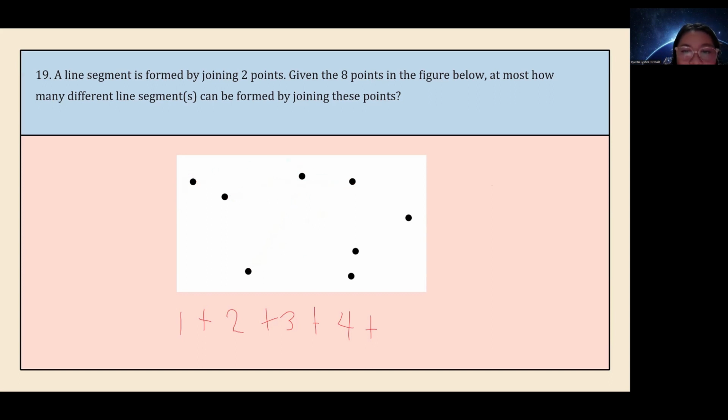Okay, next. How about this point here? Okay, and so every point would also want to join this point, this point, this point, and this point. So 1, 2, 3, 4, 5. So 5 different line segments. Next, this one. This point would now want to join this point and the other points as well. So 1, 2, 3, 4, 5, and then 6. So 6 line segments, different line segments.